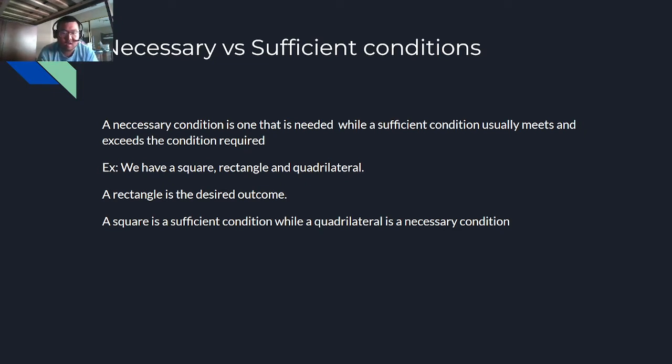However, to be a rectangle, you have to be a quadrilateral, which is why it's necessary. So to be a rectangle, it's sufficient to be a square, but you have to be a quadrilateral. Let me just say that again. To be a rectangle, it is sufficient to be a square, but it is necessary to be a quadrilateral.